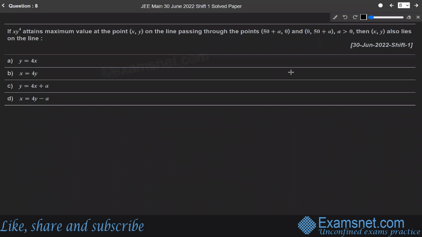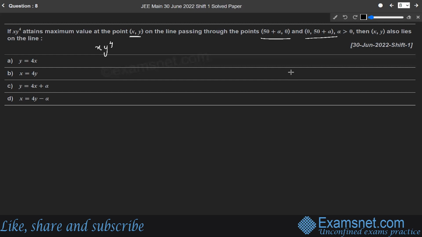If x into y power 4 attains the maximum value at the point x comma y on the line passing through the points 50 plus alpha comma 0 and 0 comma 50 plus alpha, where alpha is greater than 0, then x comma y also lies on the line. In the question, the expression given is x into y power 4. It attains the maximum value at the point x comma y, and there is an equation of line passing through the 2 points 50 plus alpha comma 0 and 0 comma 50 plus alpha.